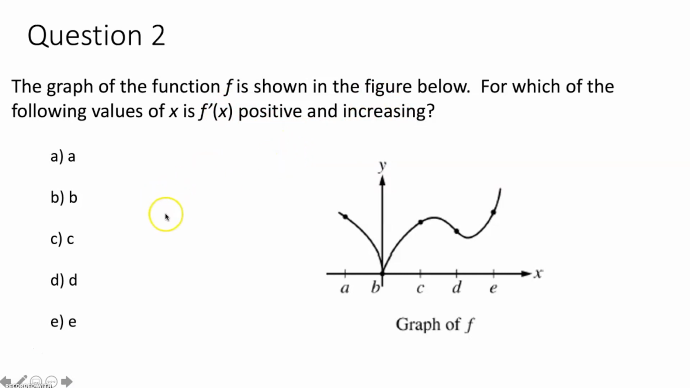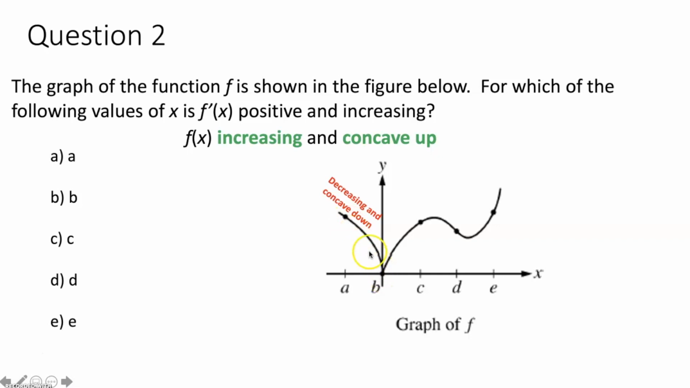Well, that means the slopes of the lines tangent to the given function are increasing, meaning that the second derivative of your given function is positive, meaning that your original function would be concave upward. So this right here is code for where is the original function increasing and concave upward. So now we look at the graph of f and determine at which x value here is it both increasing and concave upward. Well, at x is equal to a, we are decreasing and concave downward, so clearly not there.